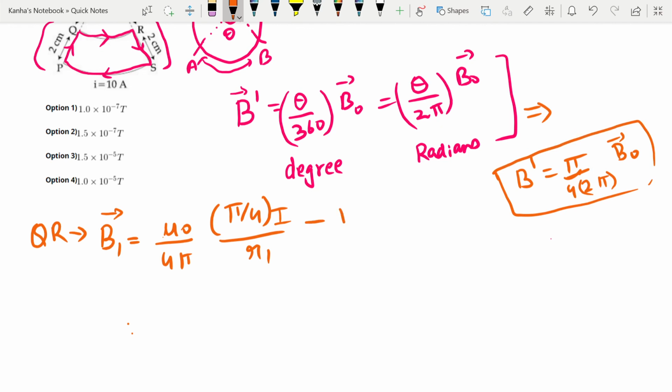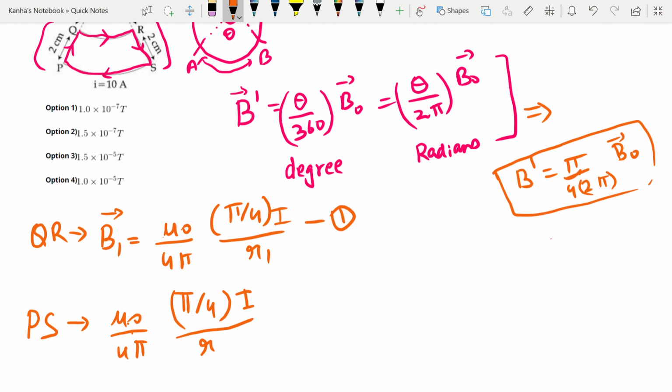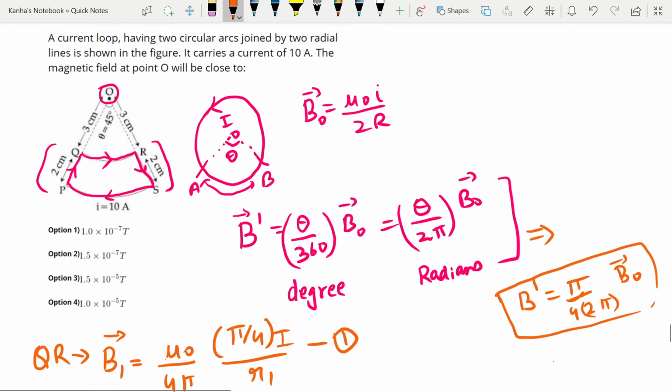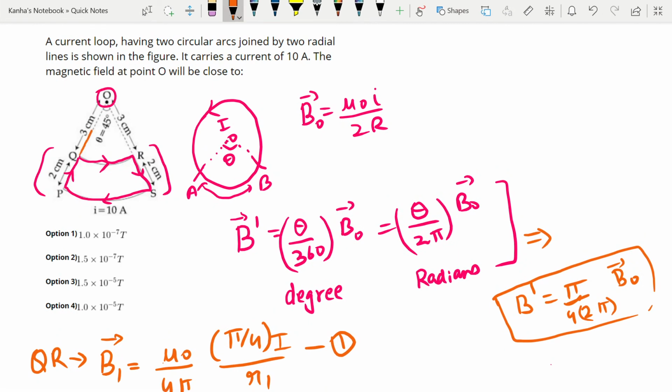So when I use this in our question, B1 is expressed as this. Similarly, I can express my PS field, B2, as mu naught by 4 pi into pi by 4 into I divided by R2, where R1 and R2 are given here. R1 is equal to 3 centimeter and R2 is equal to 3 plus 2, which is 5 centimeter. This is R1, this is R2.